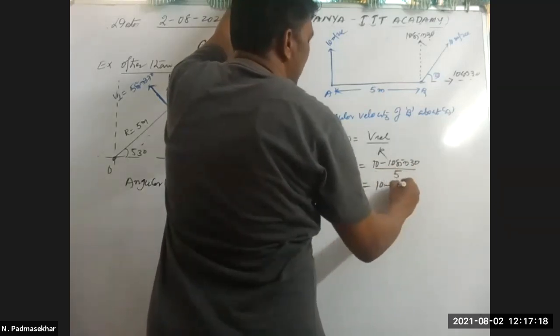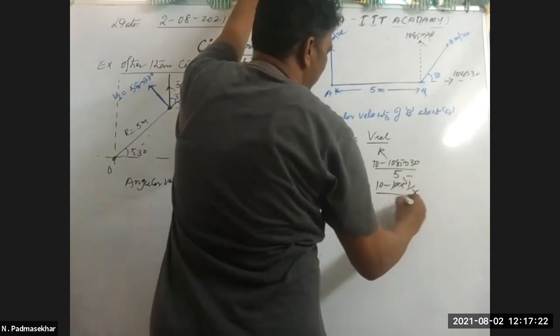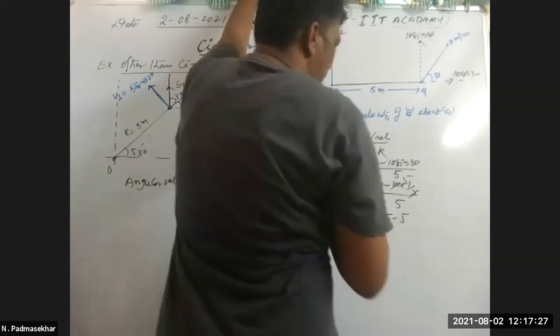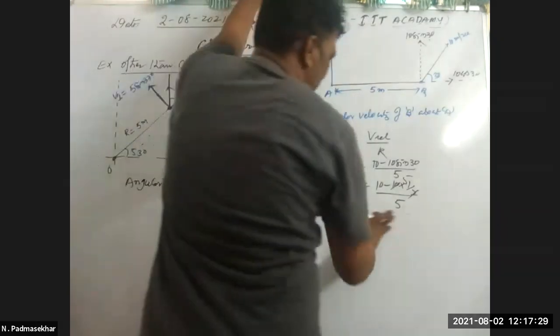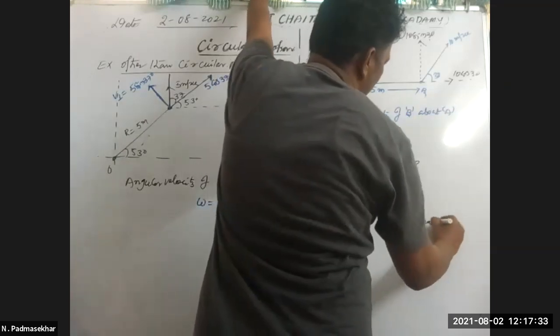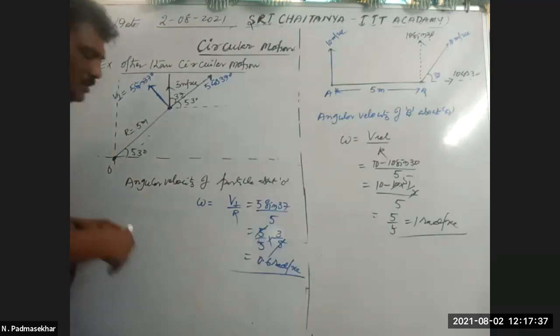So 10 minus 10 into 1 by 2. This is 5 by 5. So 10 minus 5, 10 minus 5 is 5. 5 by 5, that is equal to 1 radian per second. This is 1 radian per second.